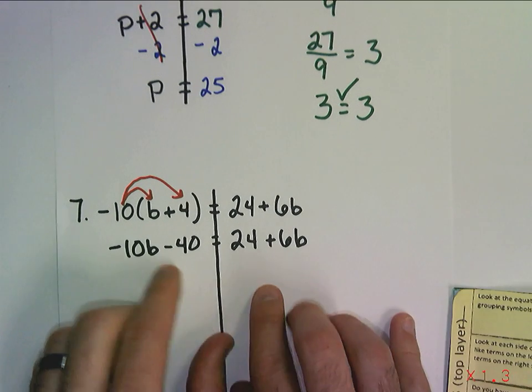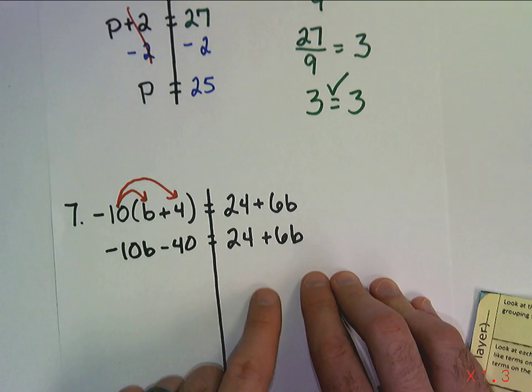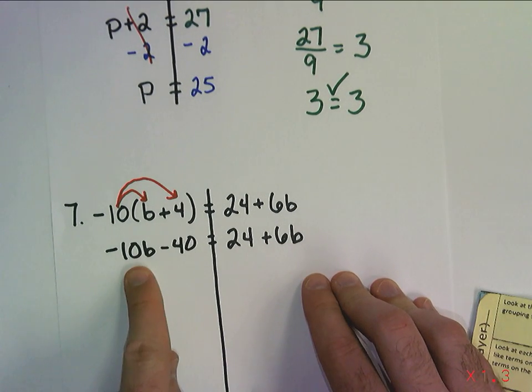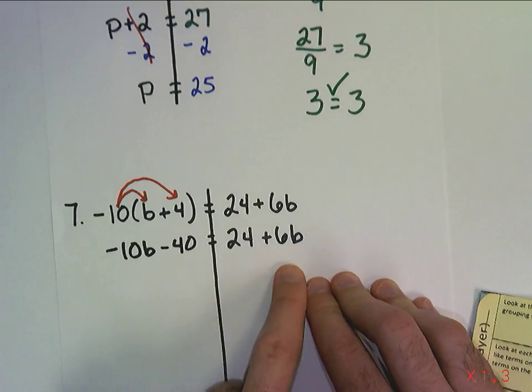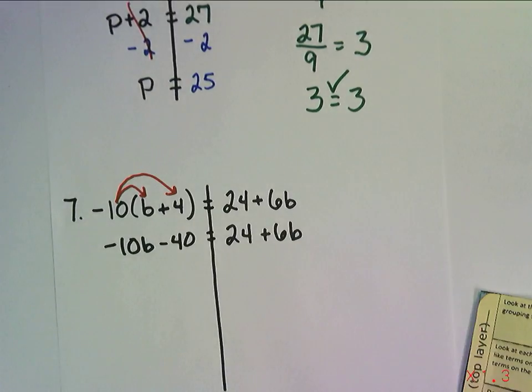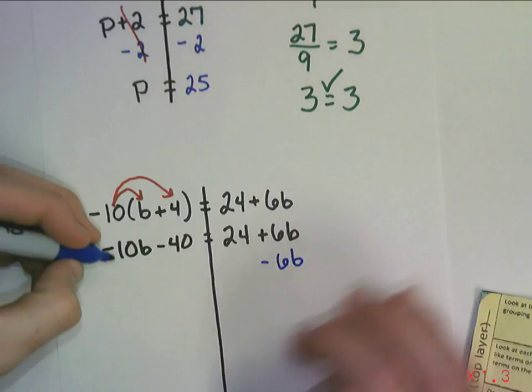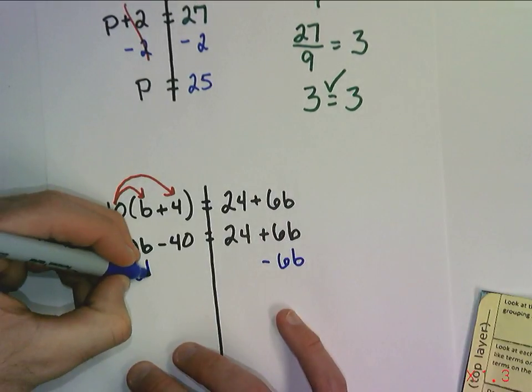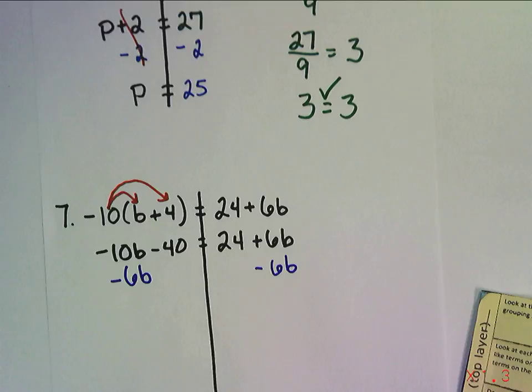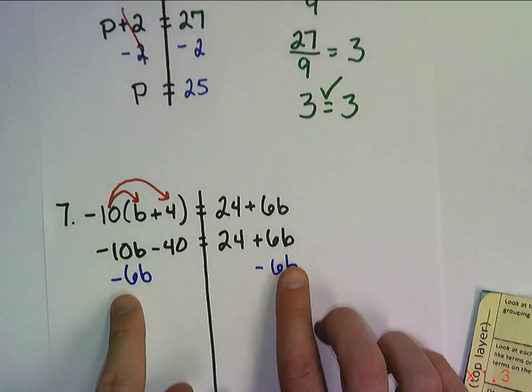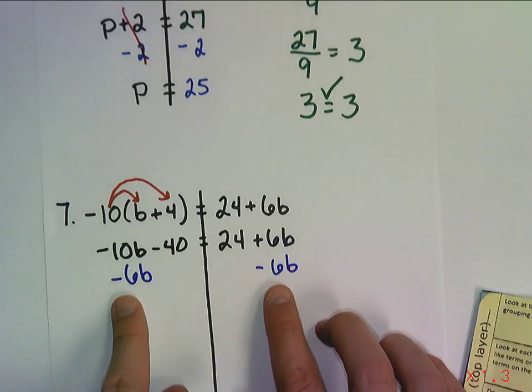Now it doesn't matter what you do here. I could move this 6b over, or I could move this 10b over here as well. It just depends if you're going to work with positive or negative numbers. It would do the same thing. So in this case, I'm going to subtract 6b from both sides. I just as well could have added 10b to both sides and got the same answer at the end.